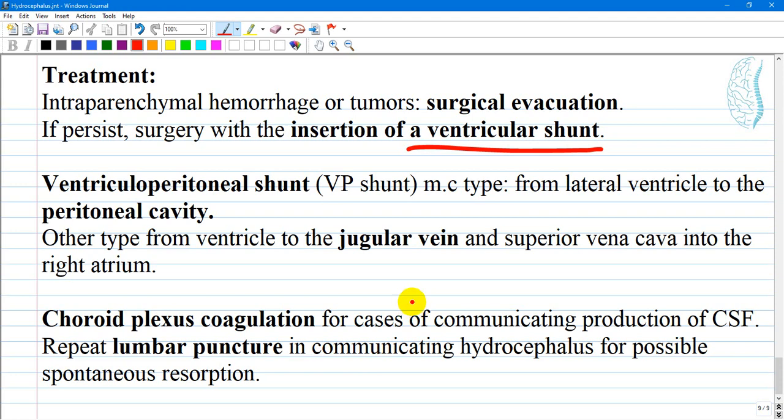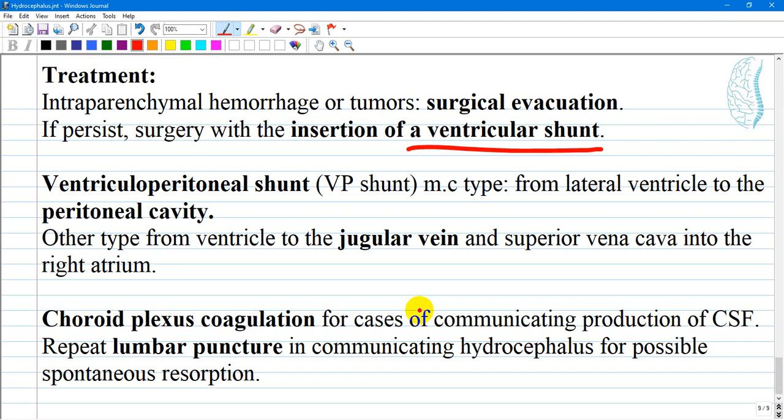There are alternatives to shunting that may be considered. Endoscopic third ventriculostomy opens the floor of the third ventricle to permit the cerebrospinal fluid in the third ventricle to enter the prepontine basal cistern. Endoscopic third ventriculostomy is commonly used in cases of aqueductal stenosis to prevent a permanent shunt. However, the result in very young infants is not good.